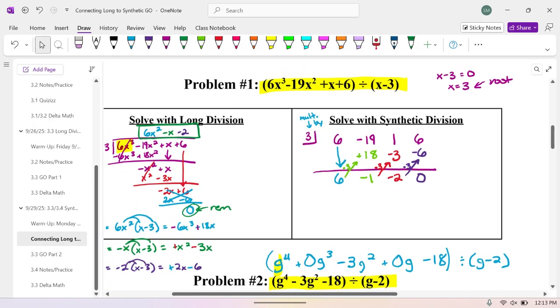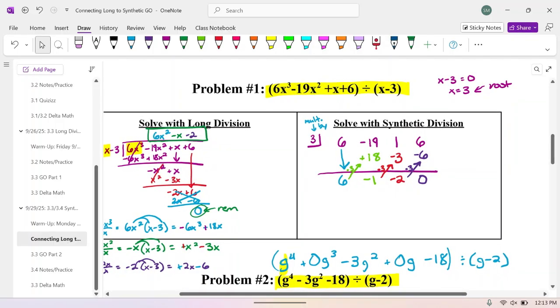Now, here's my question to you guys. Look at the coefficients of our answer in the long division, and then look at the numbers we got below the line. What do you notice? They're the same numbers without the x's. They're the same coefficients, they just don't have the variables yet. That's essentially what synthetic division does. It gives us the coefficients, and then we just need to add in the variables.